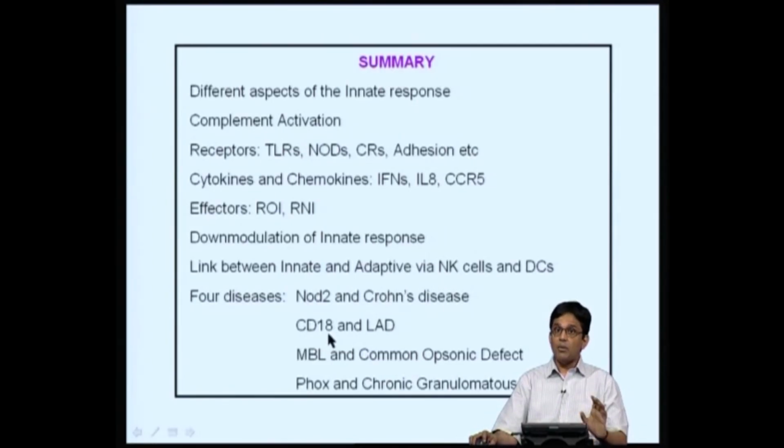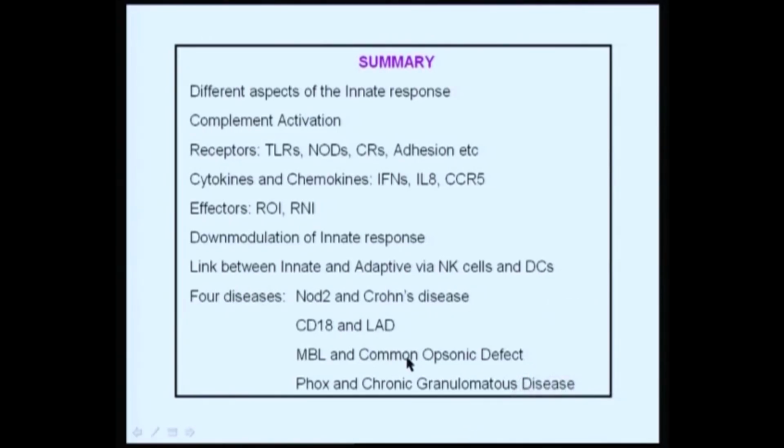CD18 is the common beta subunit. It is important for adhesion, and its defect causes leukocyte adhesion deficiency. Then you have mannose binding lectin, a common opsonic defect, which is quite common, and it is important in opsonization and complement activation. Then phox, which is NADPH oxidase, and its association with chronic granulomatous disease. If you do not have NADPH oxidase, or you have mutations in NADPH oxidase which are not functional, you have chronic granulomatous disease, which results in recurrent bacterial infections.